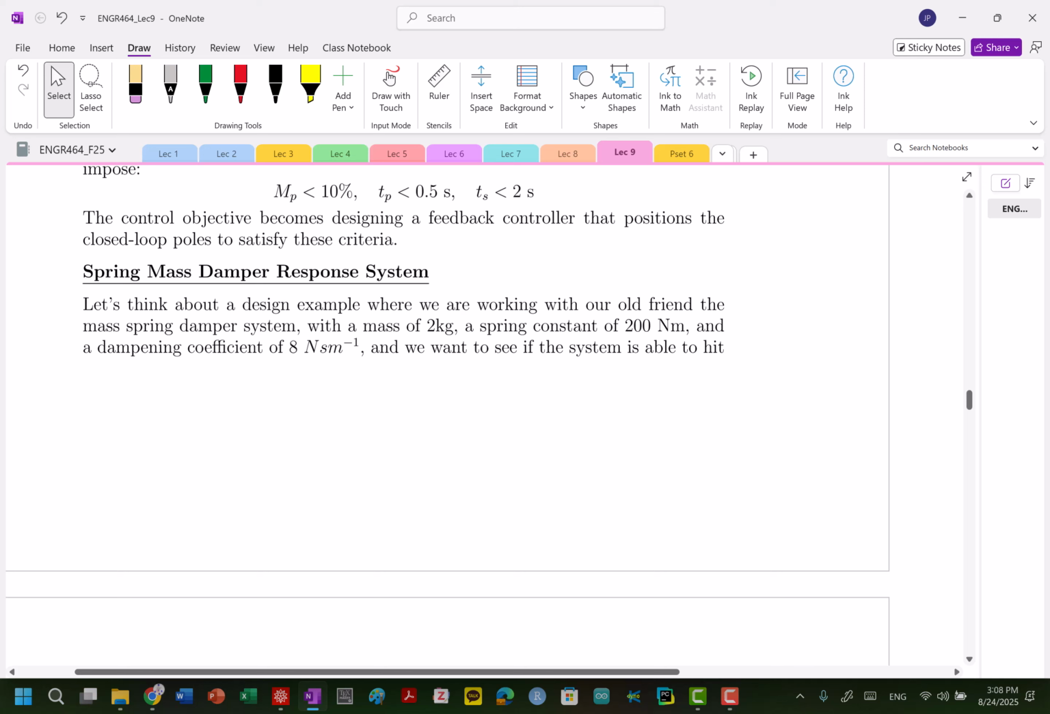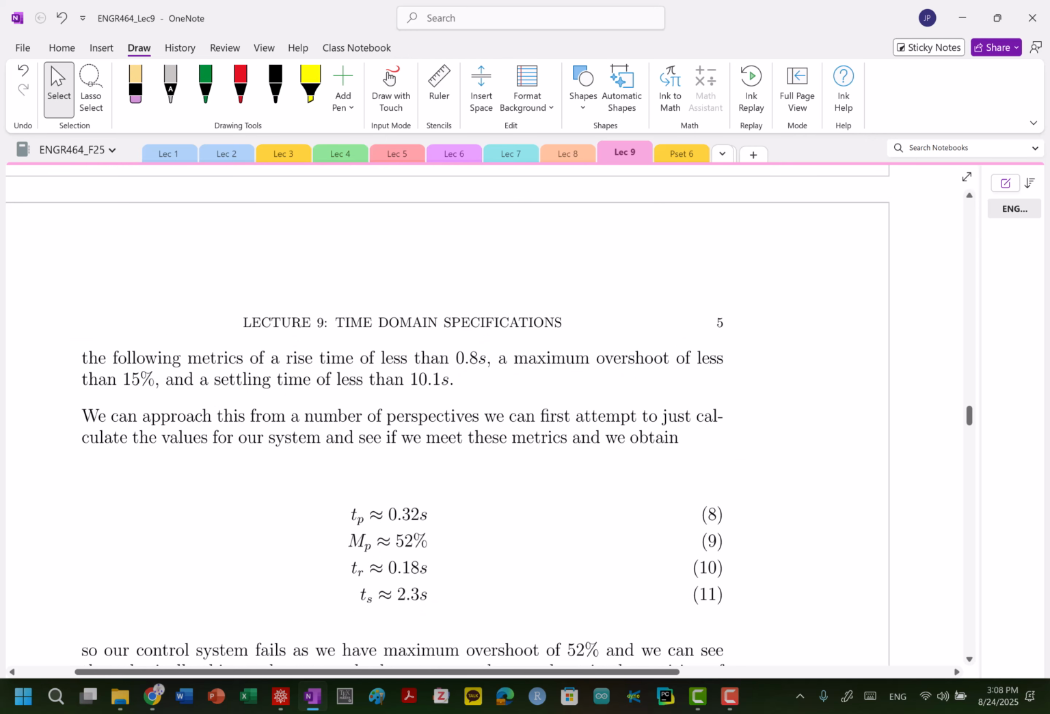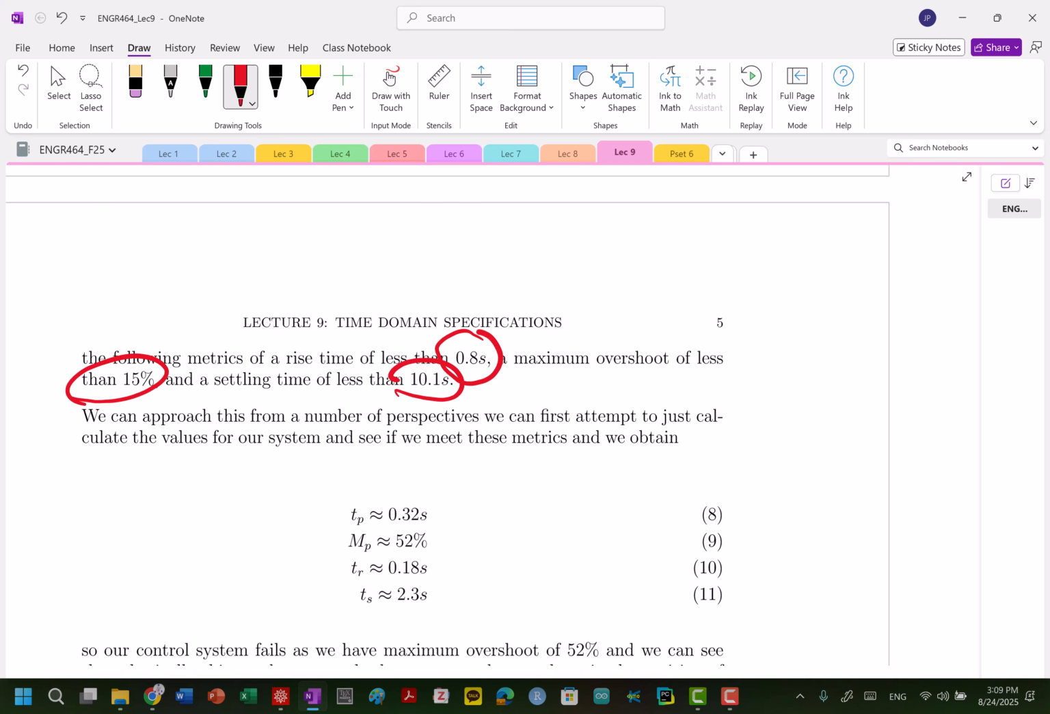So here, our mass is 2 kilograms, spring constant of 200, damping coefficient of 8 Newton second inverse meters. And we want to see if we can hit these metrics. So for our system, we want to see if we can hit this rise time, maximum overshoot less than this, and a settling time of less than this. So let's go ahead and let's see.